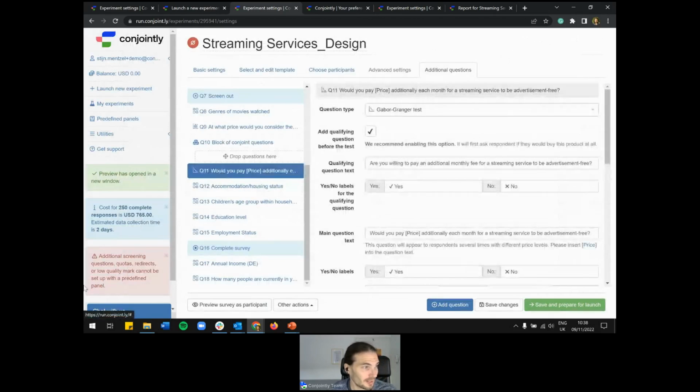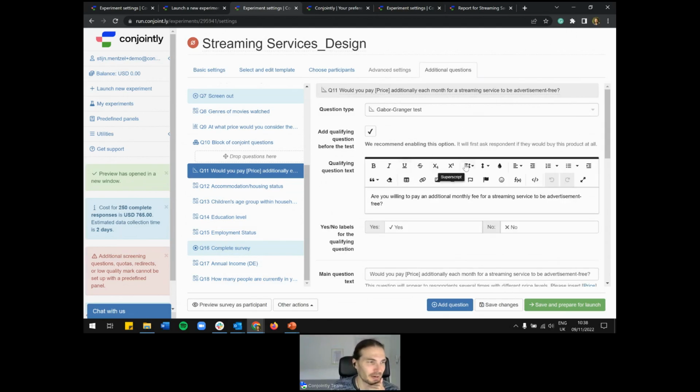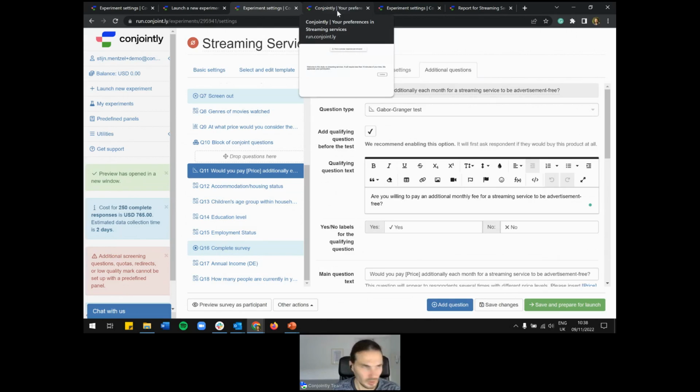One I do want to highlight is I added a Gabor Granger in this case, saying, are you willing to pay an additional monthly fee for a streaming service to be ad-free? So I want to see, what do people say yes to when it comes to not having ads? So interesting question, and I want to see what's the monetary value of being ad-free. Again, this would work better if I actually call it, instead of streaming service, Netflix to be ad-free, but I wanted to make it a bit broader in this case. So let's look at the survey.